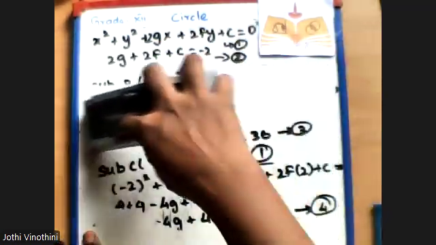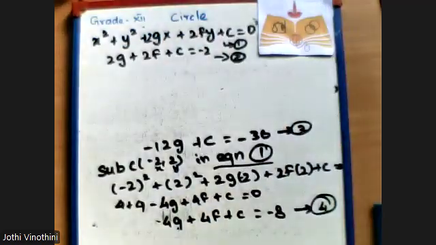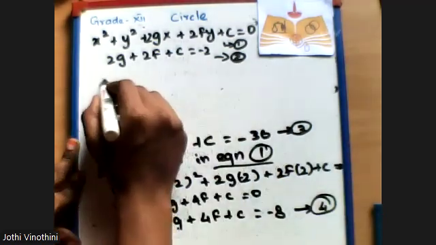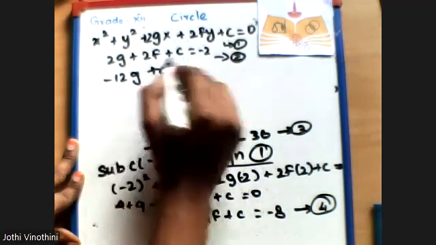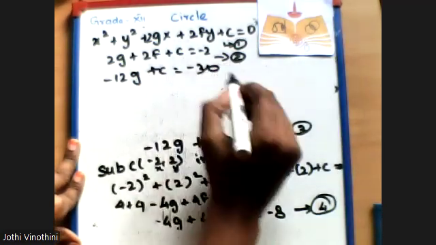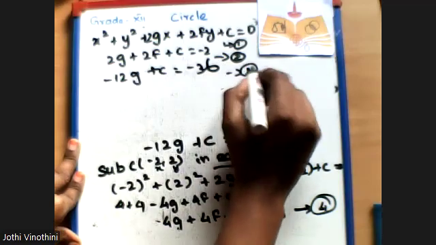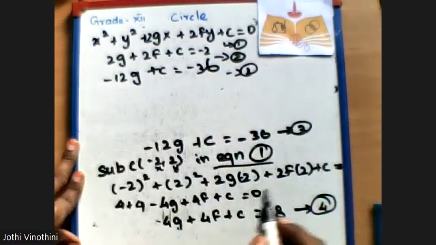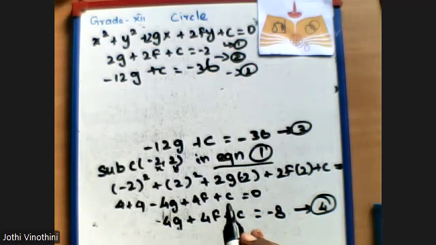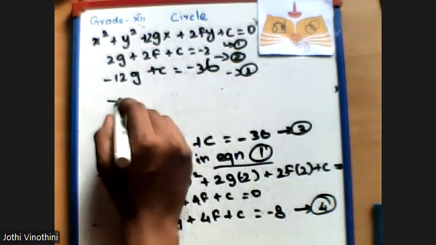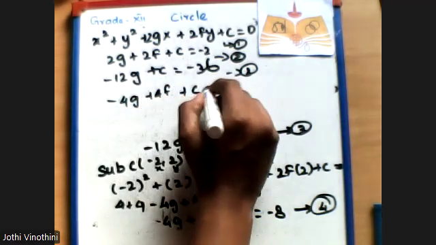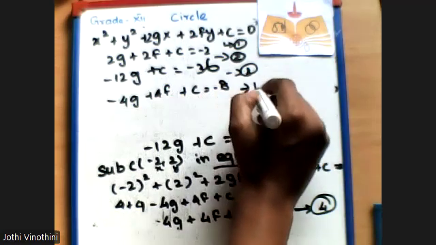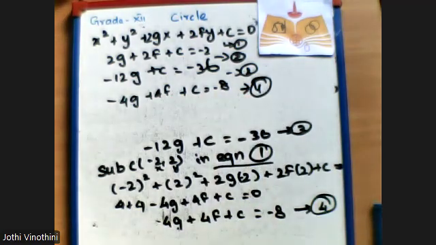So for our reference, I will write equations 2, 3 and 4 here. What is 3? Minus 12g plus c equals minus 36. What is 4? Write it. Minus 4g plus 4f plus c equals minus 8. It's 4.